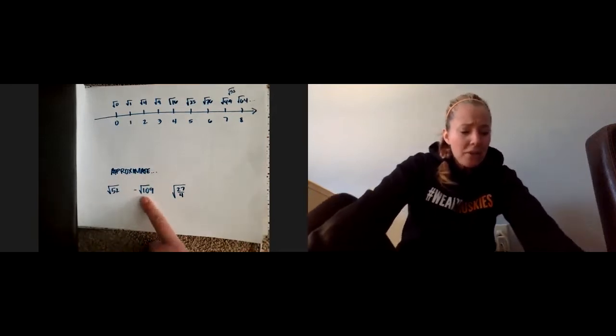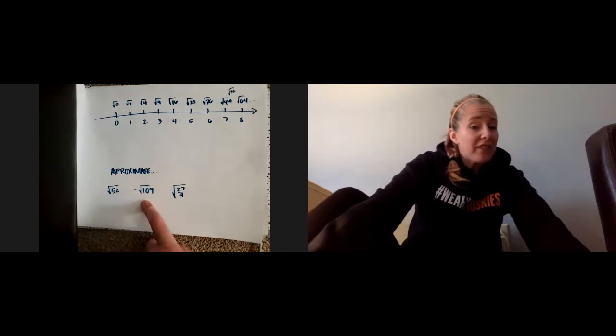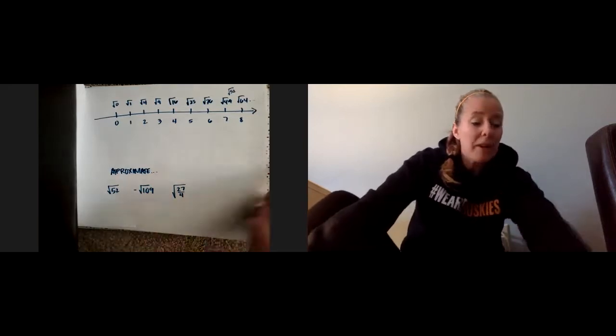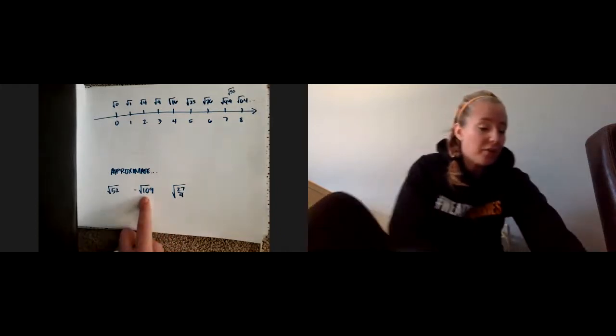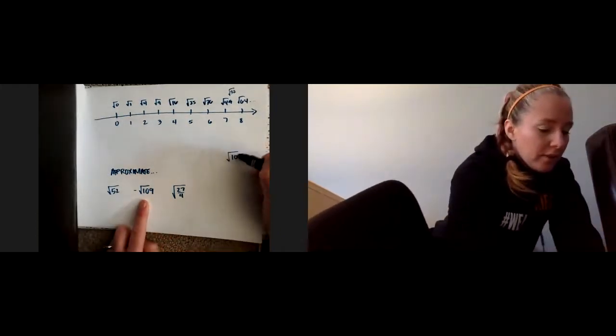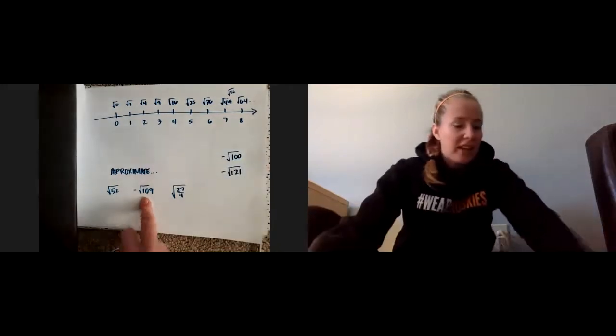Don't let negatives throw you off, okay? Now this negative is not on my specific number line, but I know that that's between the square root of 100 and 121, okay? And I can think of it as negatives.